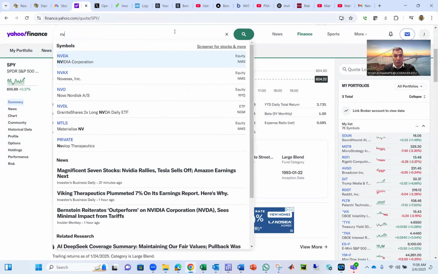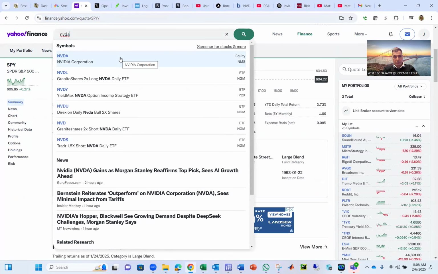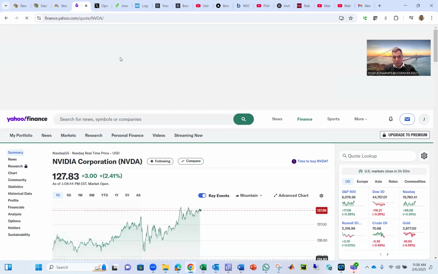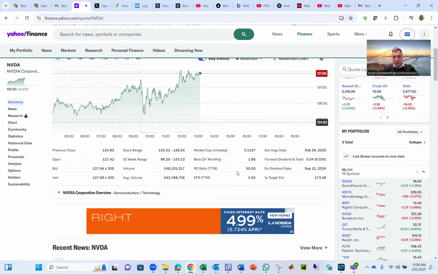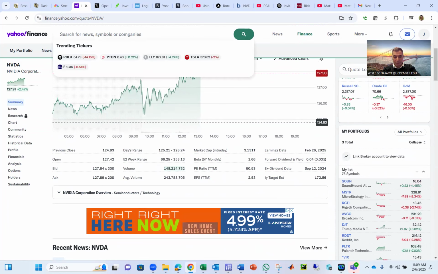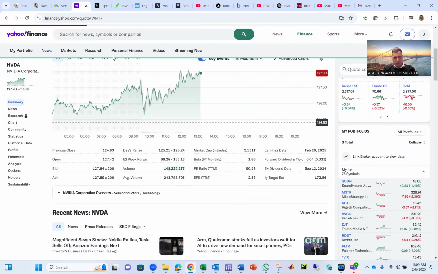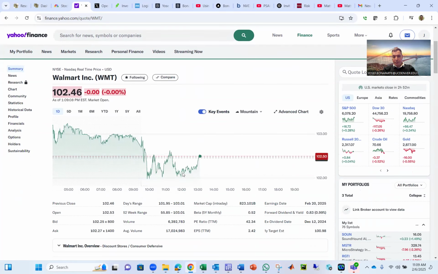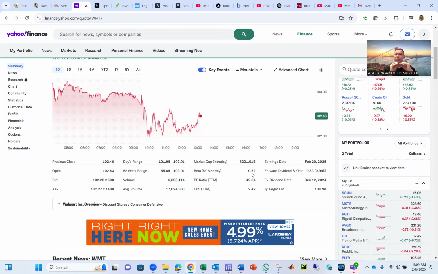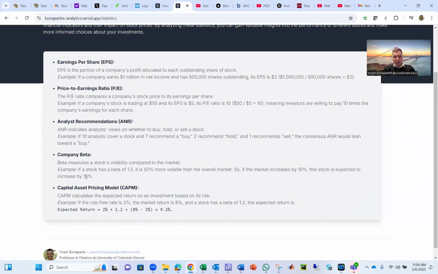So NVIDIA, for example, has a beta of 1.66. So what does that mean? Now we know what that means. It means 1.66 is 66% higher than the market risk. Whereas if you take, for example, Walmart, the beta for Walmart is 0.5. That means Walmart has 50% of the market risk. If you don't like to take risk, then buy Walmart. So that's beta, company beta.